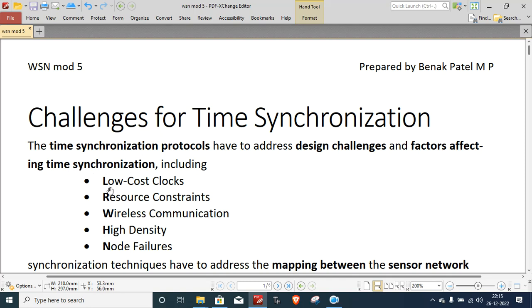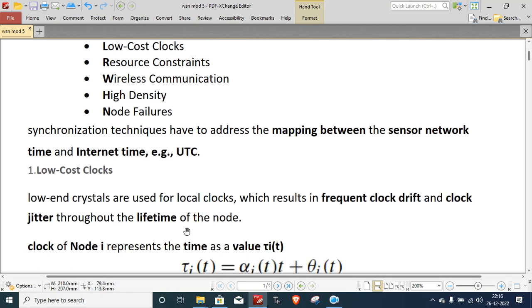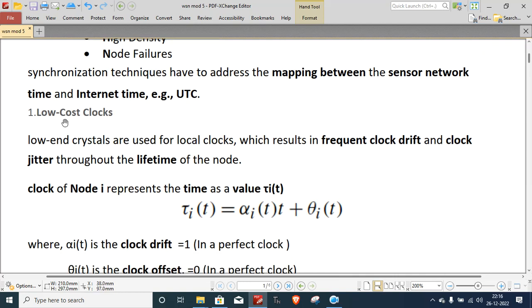The very first being low cost clocks, resource constraint, wireless communication, high density, and node failure. In order to remember this, just remember the abbreviation LRWAN. Only thing is A will be replaced with H, where L stands for low cost clocks, R stands for resource constraints, W stands for wireless communication, H for high density, and N for node failures. In addition to this, synchronization techniques have to also address mapping between sensor network time and internet time, that is UTC. Now let's take up the very first challenge, that is low cost clocks.